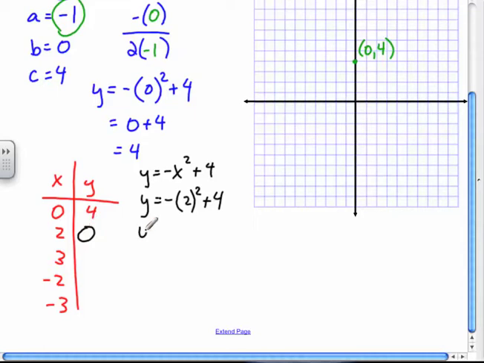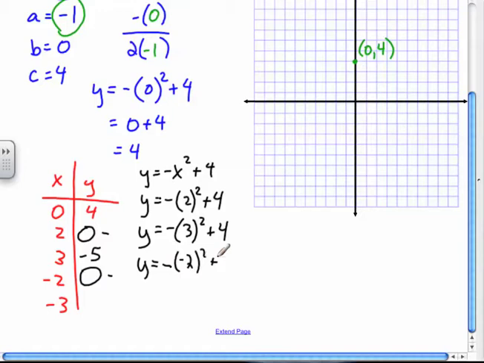Okay, let's see, what if I plug in 3? Y is equal to negative 3 squared plus 4. So that's negative 9 plus 4, and that's going to give me negative 5. Okay, interesting. Now, if I plug in negative 2, I better get 0, because 2 gave me 0. But let's just see. Negative 2 squared plus 4. Well, negative 2 times negative 2 is positive 4, but then there's this negative in the front. So that makes it negative 4 plus 4. I get 0 again. And then y is equal to negative 3 squared plus 4, so that's going to give me negative 9 plus 4, negative 5.